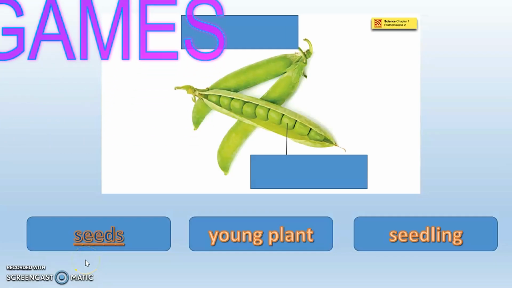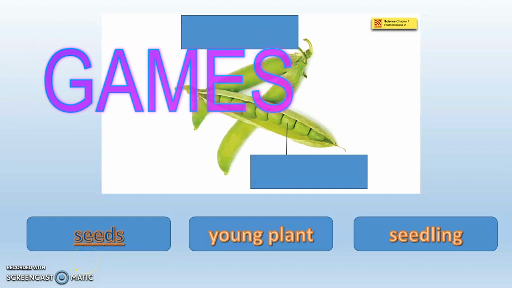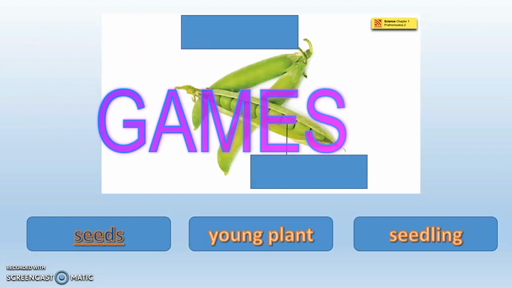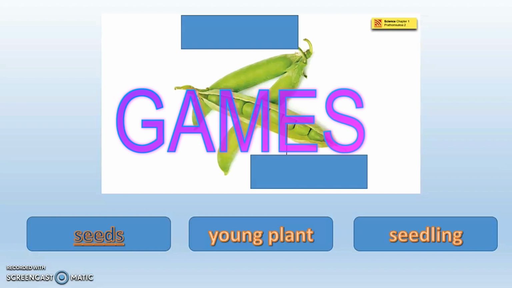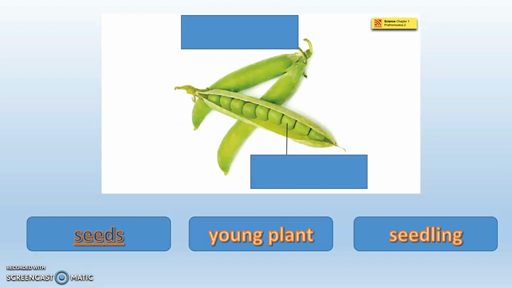Welcome to our games. Okay, who likes to play games? Alright, now in these games you are going to identify the picture and the cycle of this plant. Okay, let's start. In this picture we have seeds, young plant, and seedling. So what do you think is the right answer?